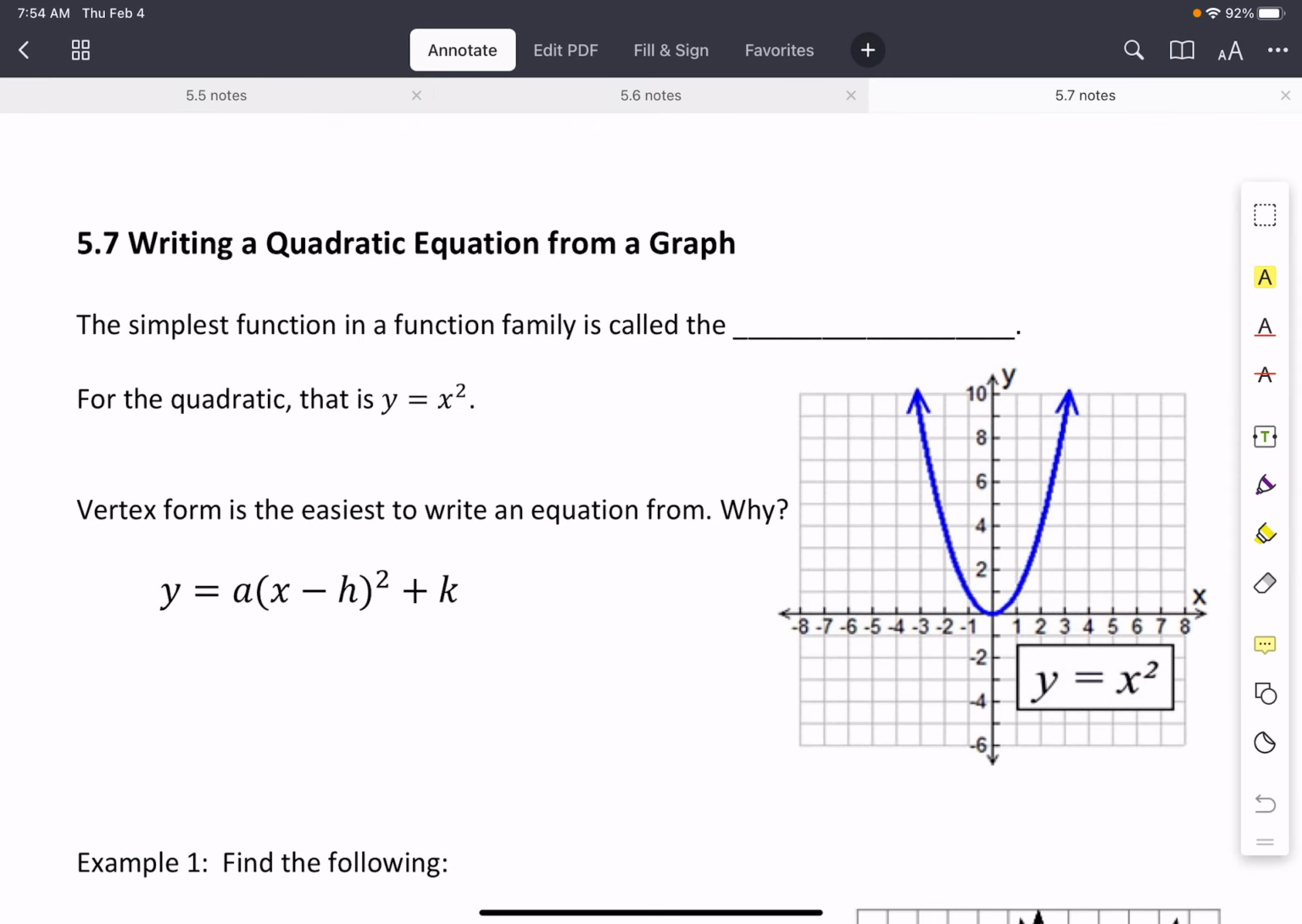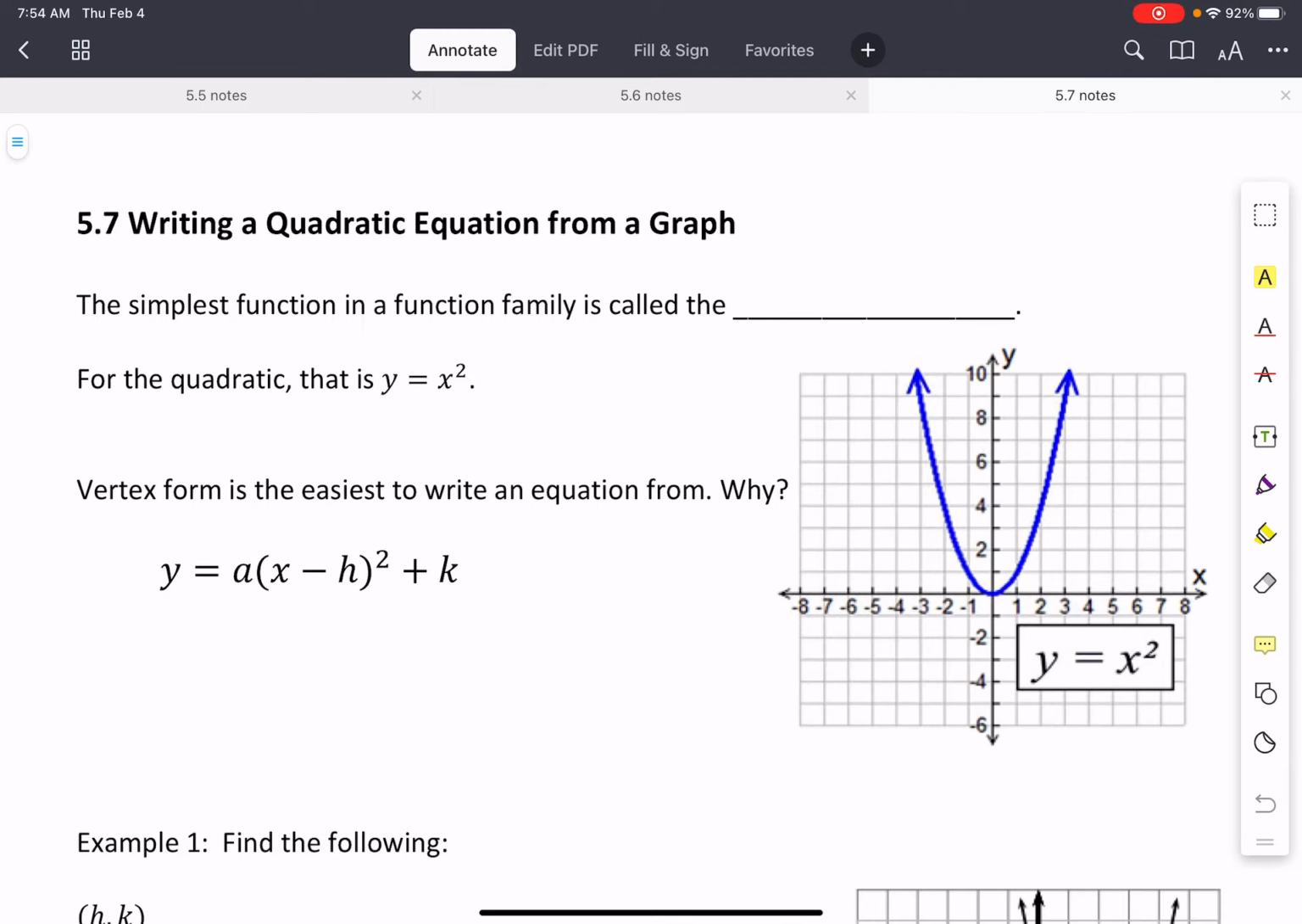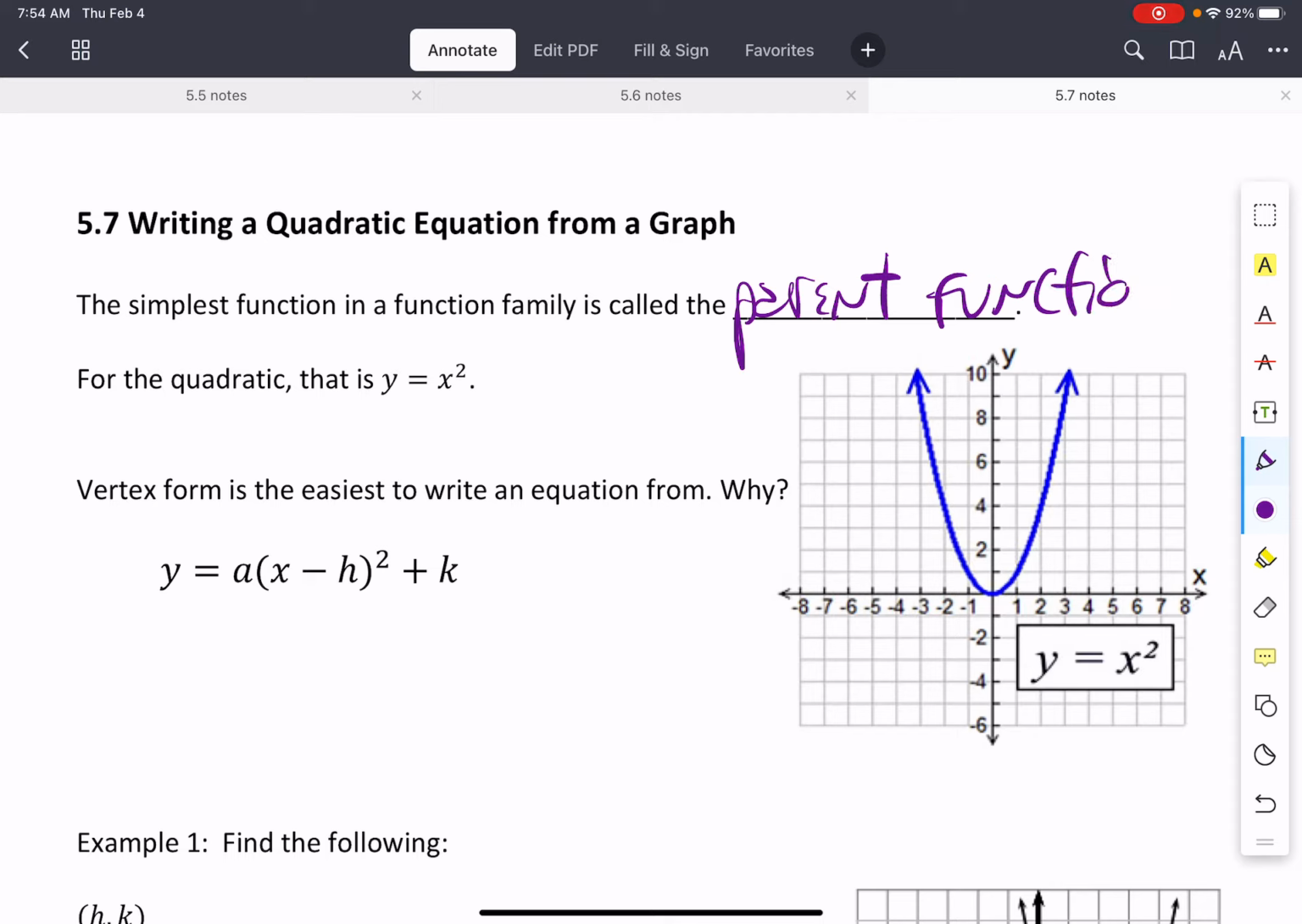All right, so the simplest function in a function family is called the parent function. Basically, what that means is there's no extra numbers by it. There's nothing being added or subtracted, okay? So for a quadratic, this y equals x squared is called the parent function. It's the simplest form of a quadratic.